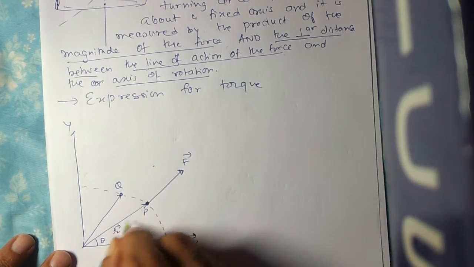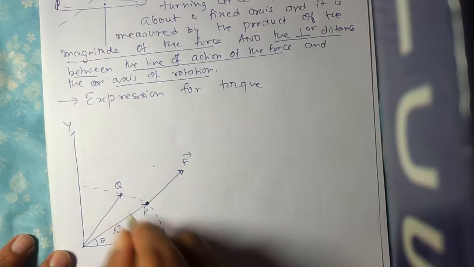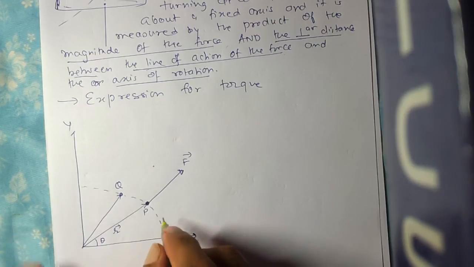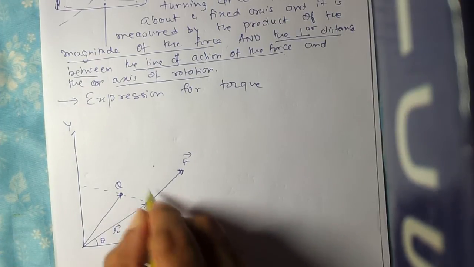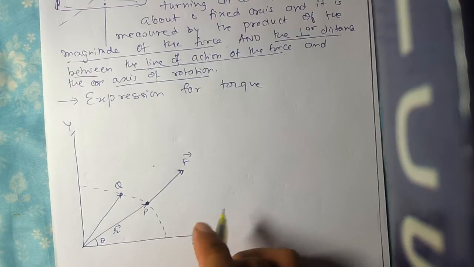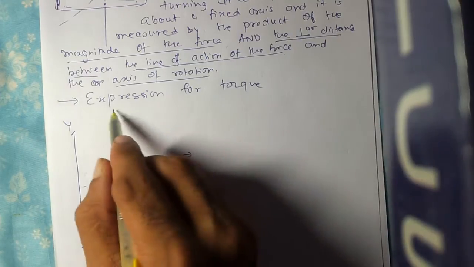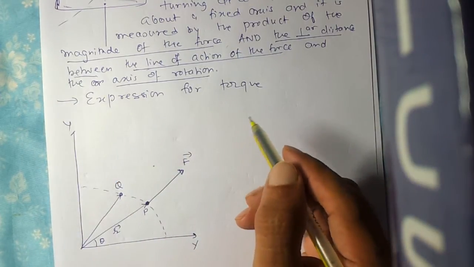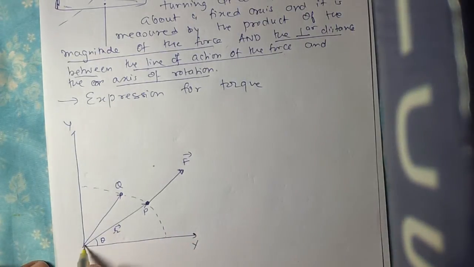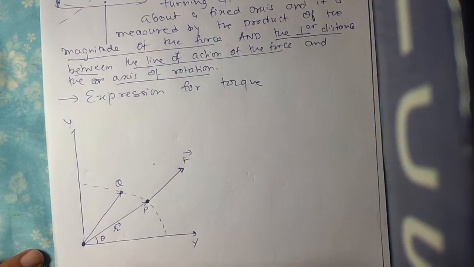So this is the force applied on this particle, which is causing this particle to perform rotational motion. Please note that this particle is one of the particles of an entire body. Now how do we get an expression for the torque? How do we calculate the torque? This particular particle is moving around this axis of rotation. So I hope you're able to imagine the axis of rotation.